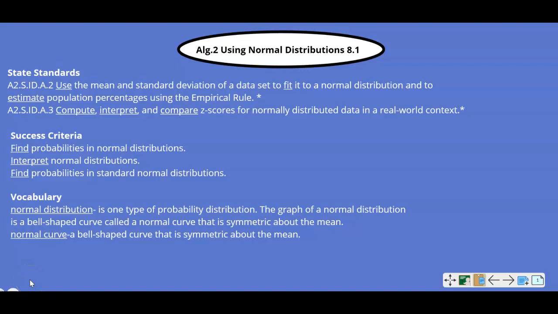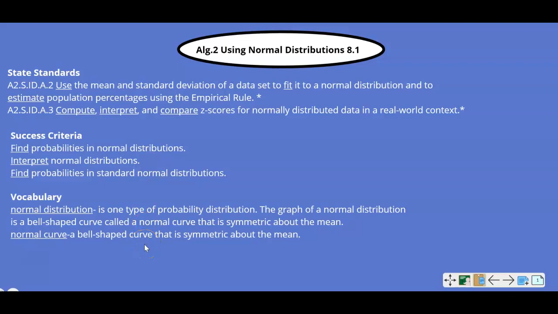Using normal distribution. This is one of those topics that I really enjoy teaching, so I hope you enjoy this lesson as well. Your state standards are listed. Here are your success criteria. Find probabilities in normal distributions, be able to interpret normal distributions, and find probabilities in standard normal distributions.